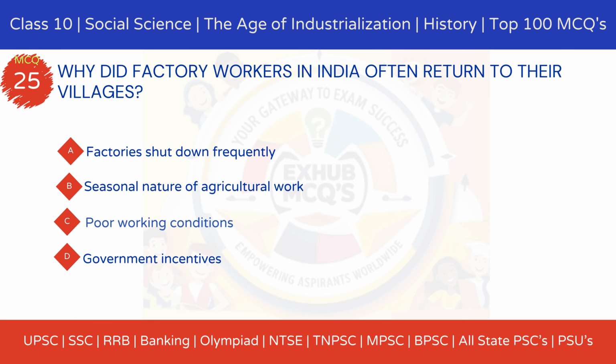MCQ 25. Why did factory workers in India often return to their villages? Option A. Factories shut down frequently. Option B. Seasonal nature of agricultural work. Option C. Poor working conditions. Option D. Government incentives.